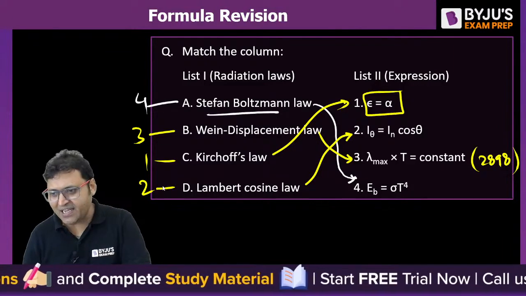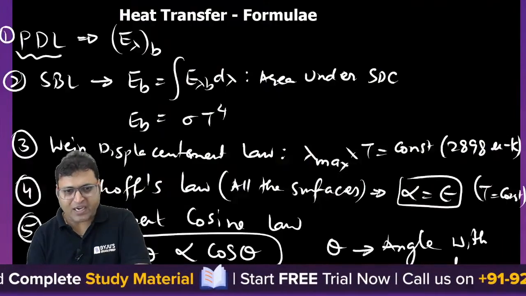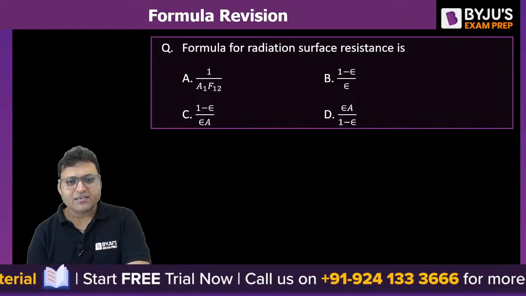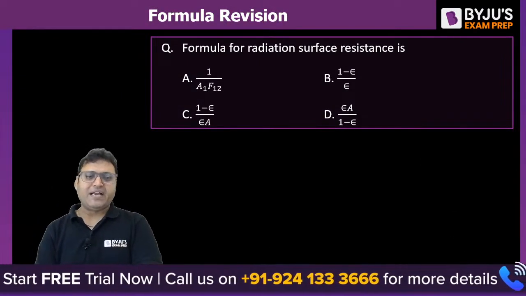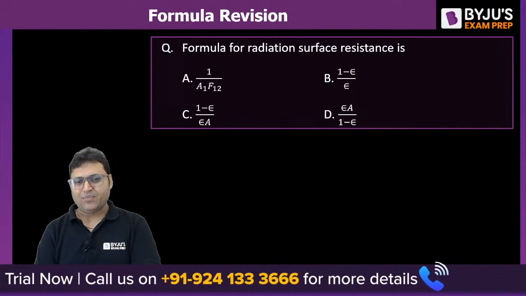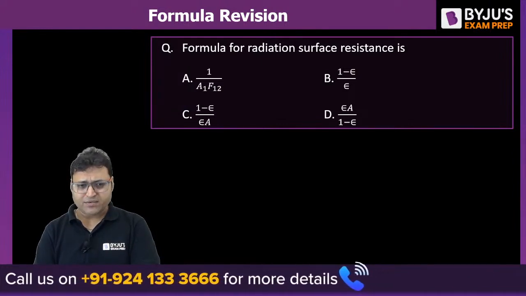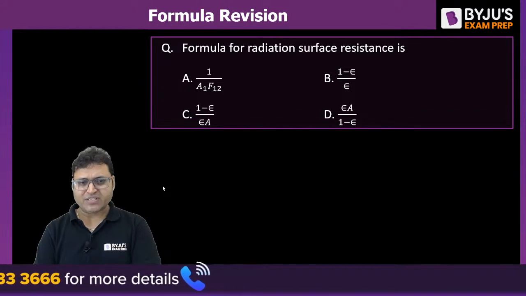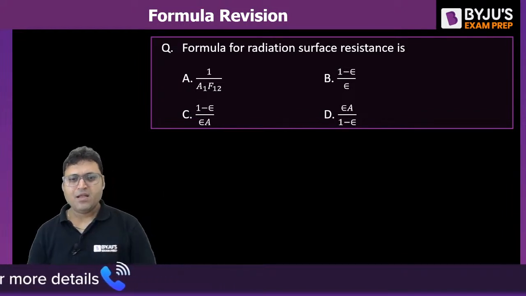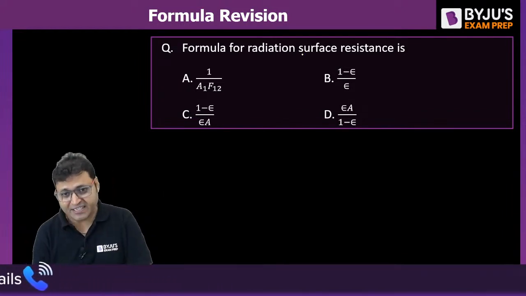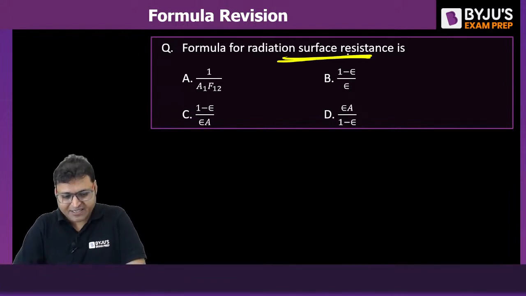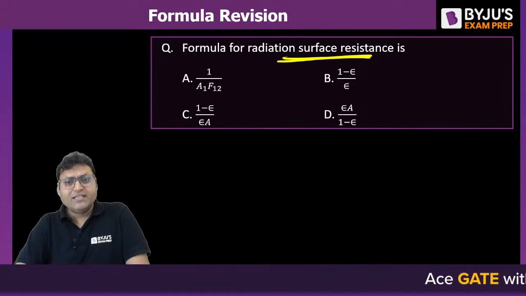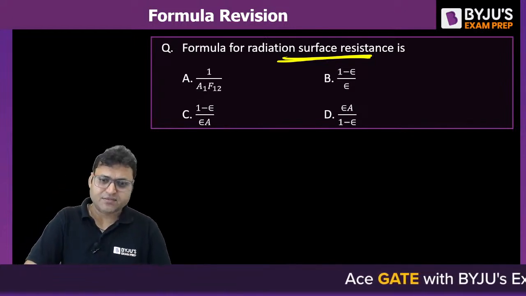And finally, let us have a quick revision about the analysis of radiation using the circuit diagram. Can you find out the answer to this one? Analysis of radiation using the circuit diagram. Formula for radiation surface resistance. There are two types of thermal resistances for radiation. What is the formula for surface resistance?